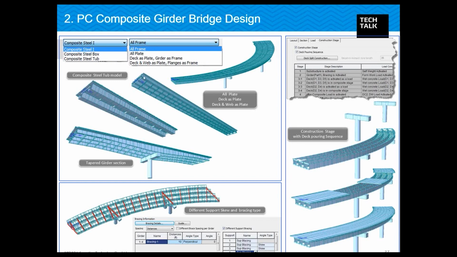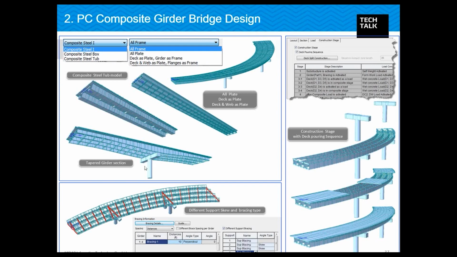or you want all the elements, like the main girder and deck, using the plate, or you want a combination, like the main girder as the beam and the deck as the plate. So specify the type of the bridge you want to generate, and it will be automatically generated.